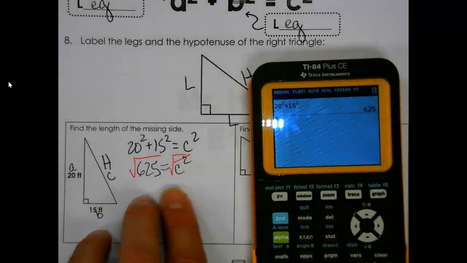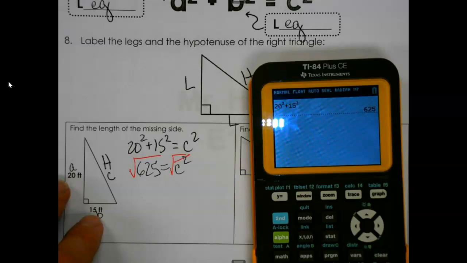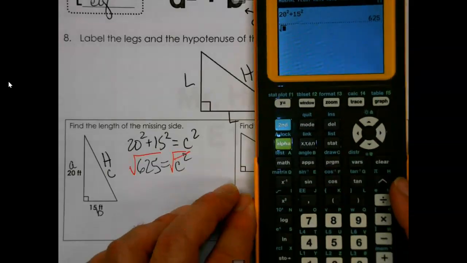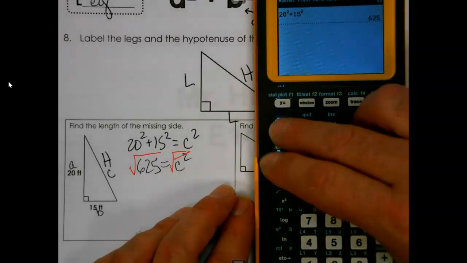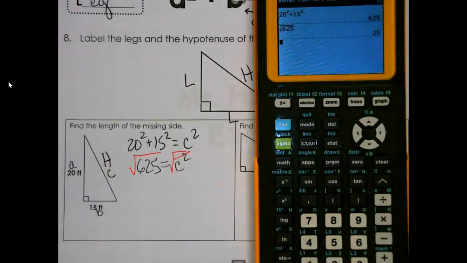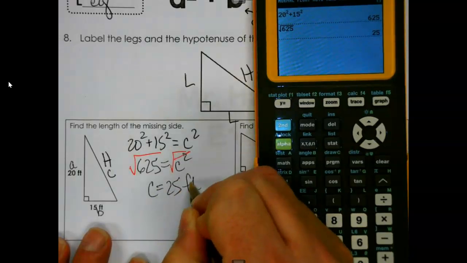And here's the part I've got to keep in mind, though. When I get to here, I'm not done. That's not my answer, the 625. That wouldn't make much sense anyway. 15, 20, and this side's 625? That'd be kind of wild. Square root that sucker. If it's been a while on the square root on these, second and x squared, you see the little square root there in light blue. 25 is much more reasonable.